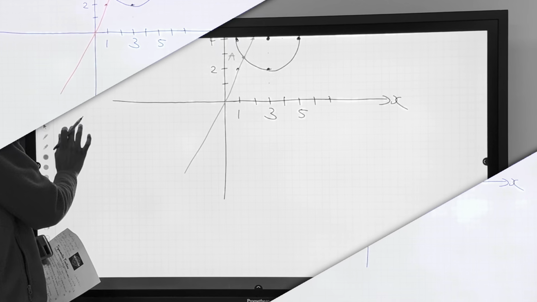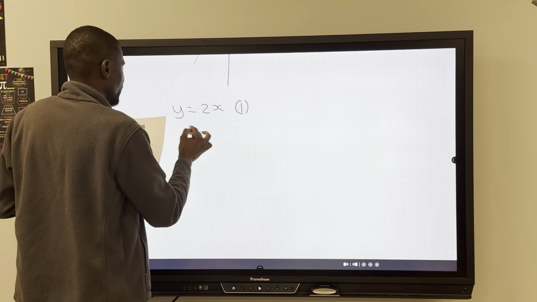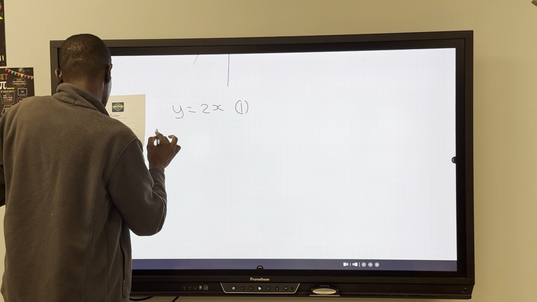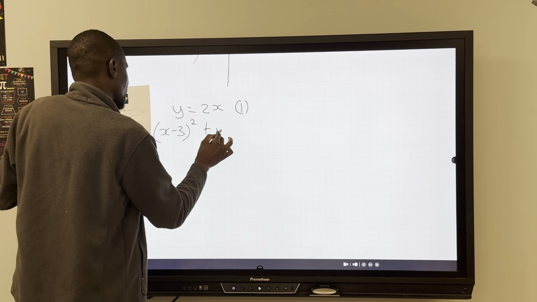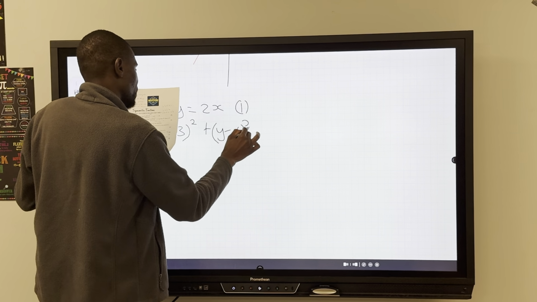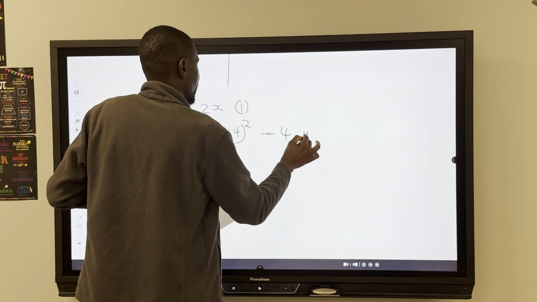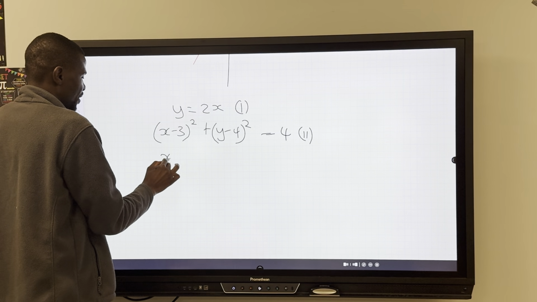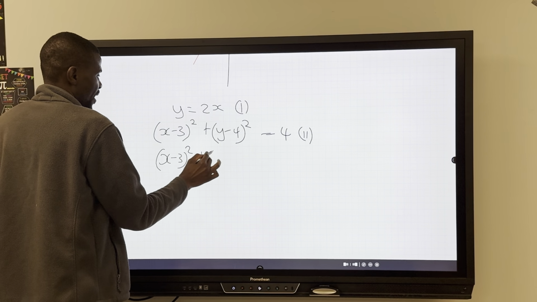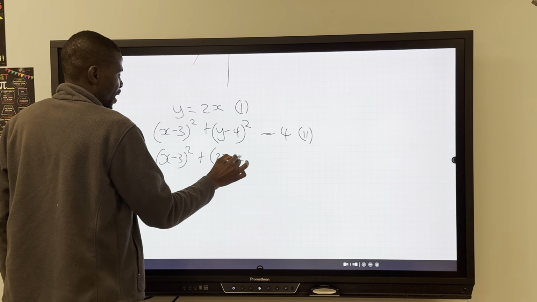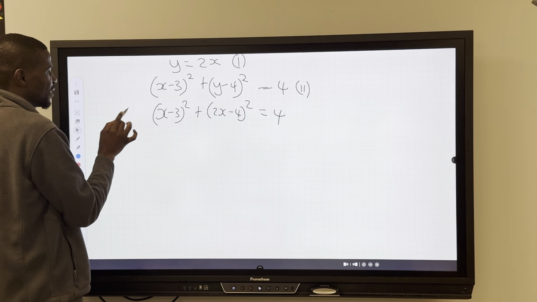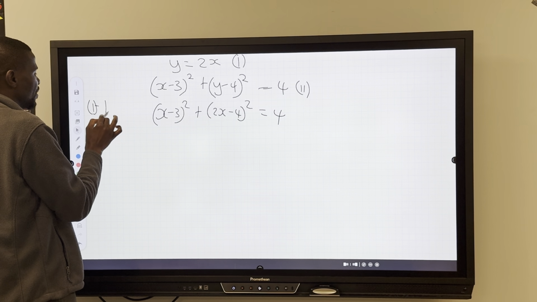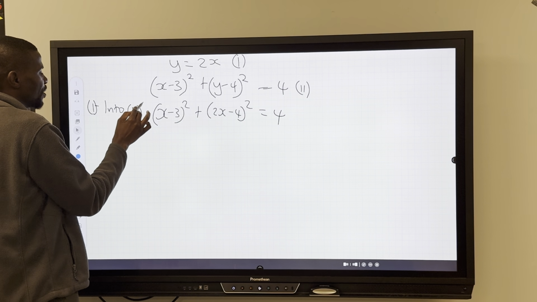So if I'm to solve, y equal to 2x, that's the first one. Then the second one is x minus 3 squared plus y minus 4 squared equal to 4, right? So now I have x minus 3 squared plus, since y is 2x, 2x minus 4 squared equal to 4. So we substituted 1 into 2.